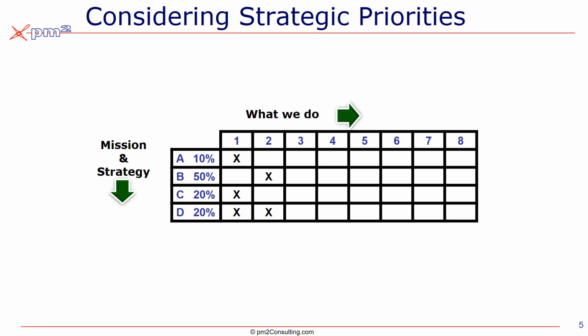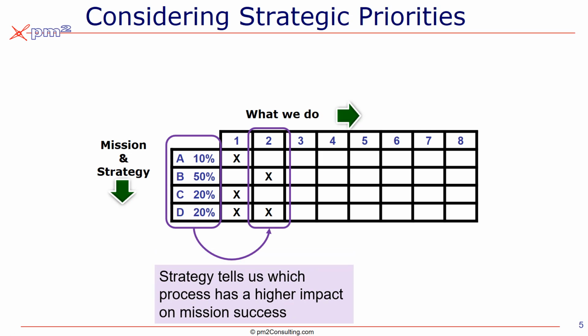So if we add in the priorities, in this case adding up to 100%, strategic objective A is worth 100, strategic objective B is worth 50, strategic objective C is 20, and D is 20. So now when we take a look at it, we can see that in fact process 2 may be more important because it impacts a strategic objective that's worth 50% plus one worth 20. In other words, it touches 70% of the strategy, whereas process 1 touches 50% of the strategy. So the strategy begins to help us identify which processes are more important to strategic success.